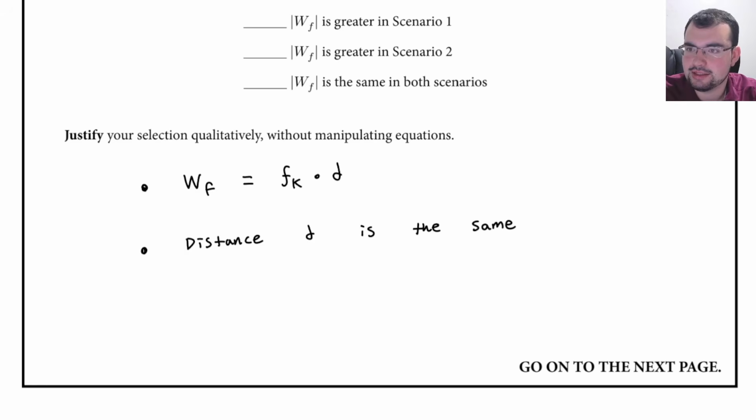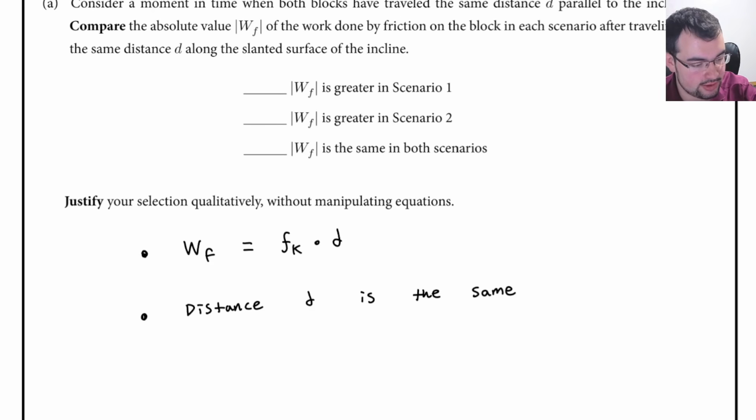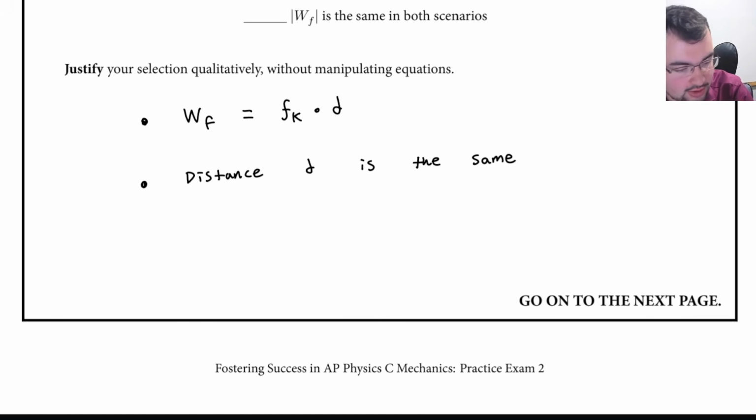Okay, so that at least gets us to start. So really, we're not comparing the work done anymore because we know work is just force times distance. So we know that since the distance is the same, we're really just comparing the frictional force. So what is frictional force? Well, frictional force is just equal to mu times normal force.